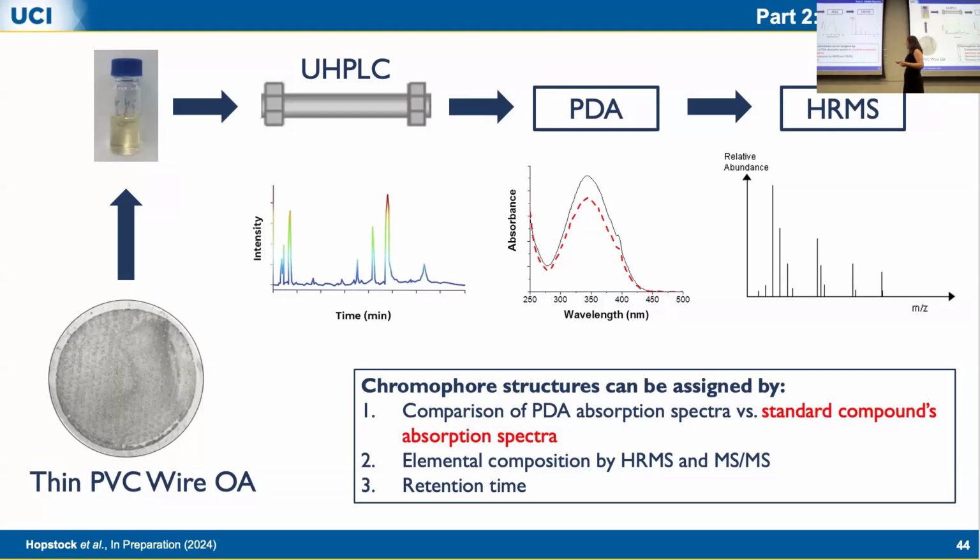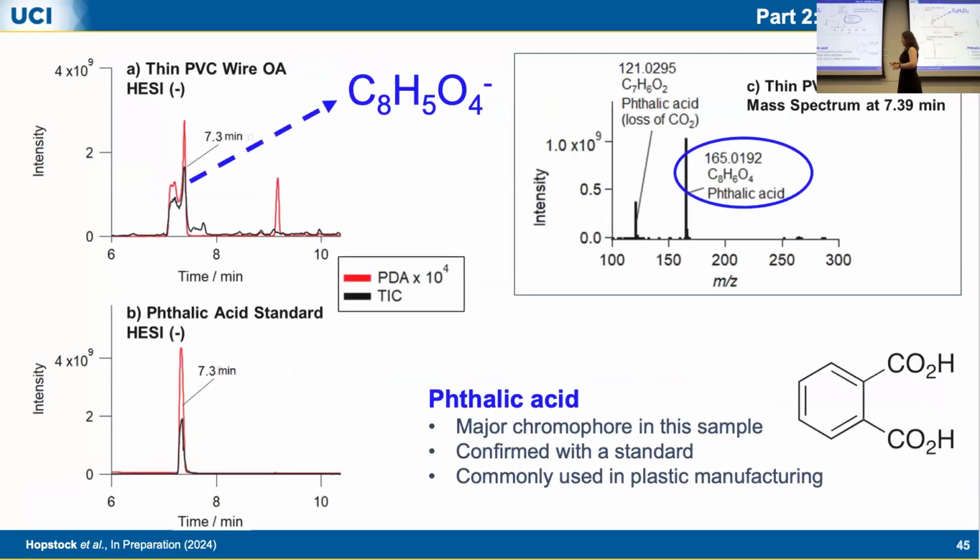And you can compare the PDA data, so the absorption spectra in situ of your sample versus that of a standard compound. You can compare that with the elemental composition that's determined by high resolution mass spec analysis using MSMS as well. And then you can compare retention time. So that's the powerful nature of using an LC instrument. Or GC in your case, Dawn. Don't want to leave that out. But I didn't do GC in this study.